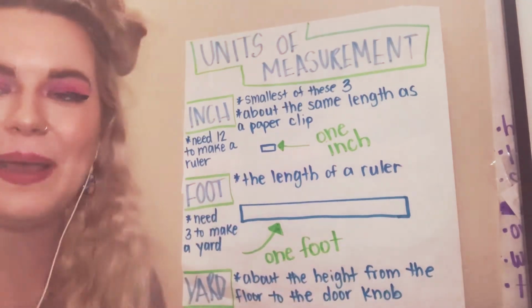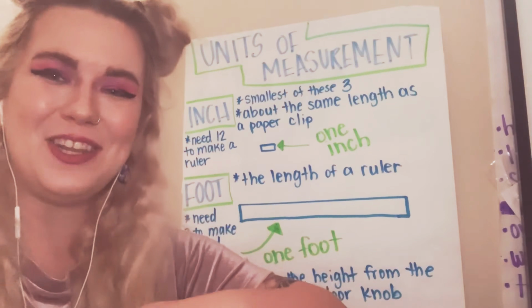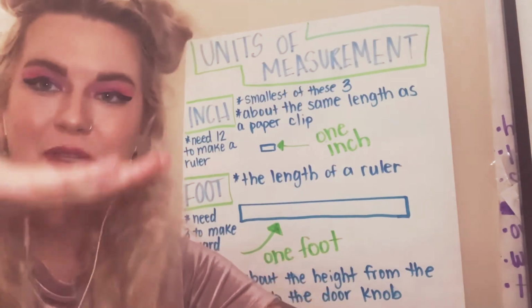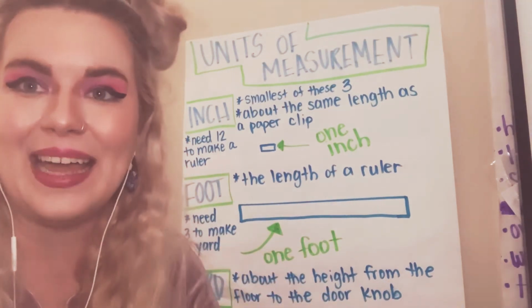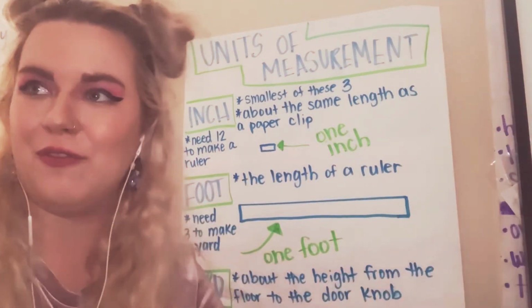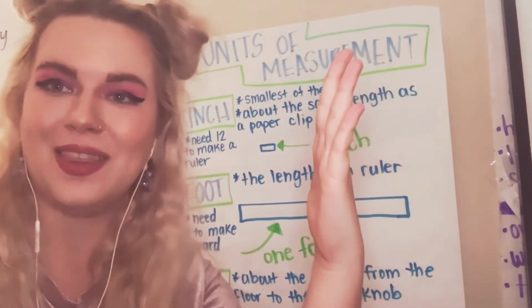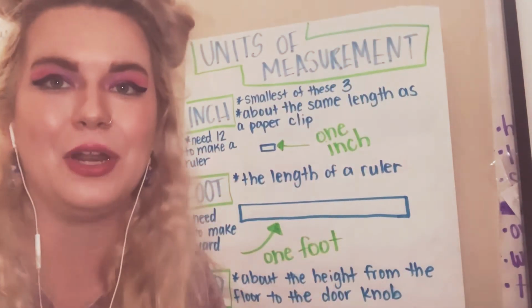A yard is about the height up to your doorknob. So if you picture the floor and you measure from the floor up to the doorknob on your door, that is about a yard. Also, if you measure the width of your door from one end of your door to the other end where the hinge is, that is also about a yard.